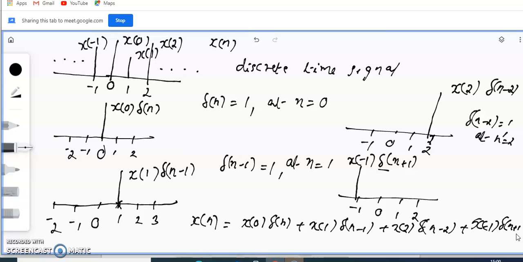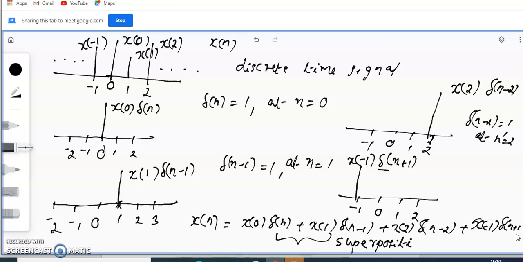That means you have actually delayed the impulses and multiplied the impulses with the general signal, and if you are adding all these signals together, then we will be reconstructing the same signal. Okay, so what have we applied here? We have applied something called the addition of two signals, isn't it? What is addition of two signals? You are calling this superposition.